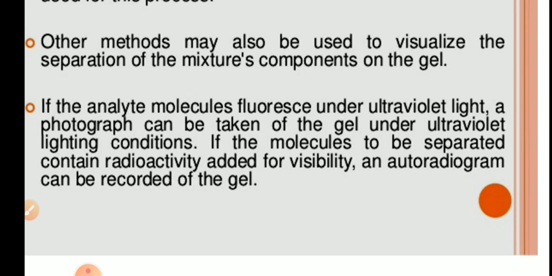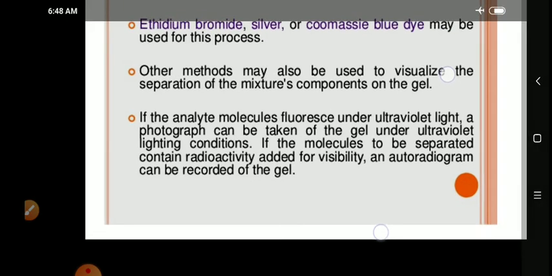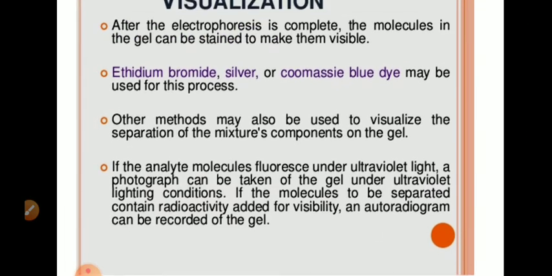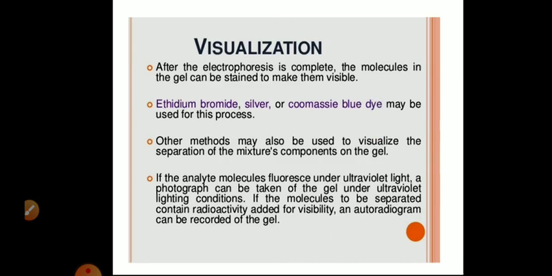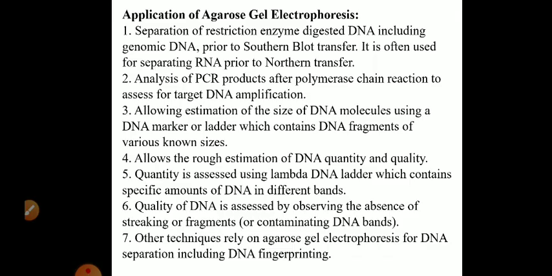If the molecule to be separated contains a radioactive material added for visibility, then you can prepare an autoradiogram. So there are different methods like fluorescence detection, or preparing an autoradiogram if your sample is tagged with a radioactive material. And if you are using ethidium bromide, then you have to add the ethidium bromide in the gel. Once the gel electrophoresis is over, put the slab on the UV transilluminator and start the UV light. You can see DNA bands fluorescing under UV light.